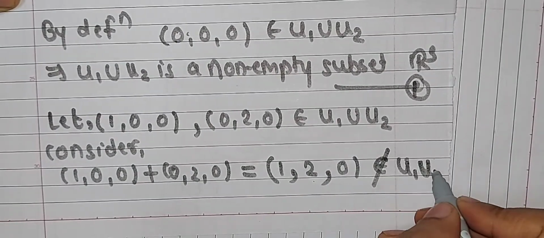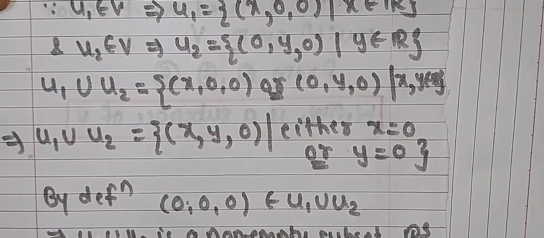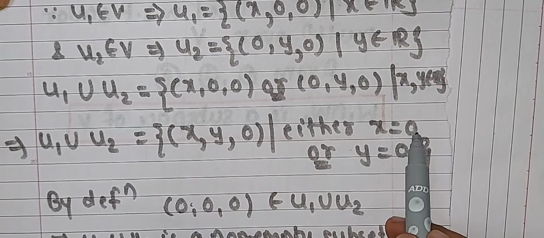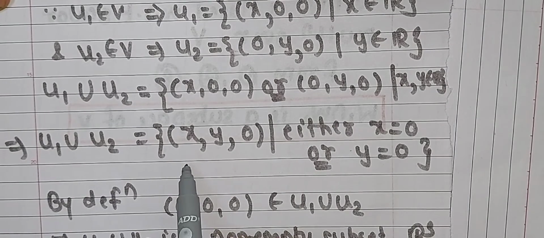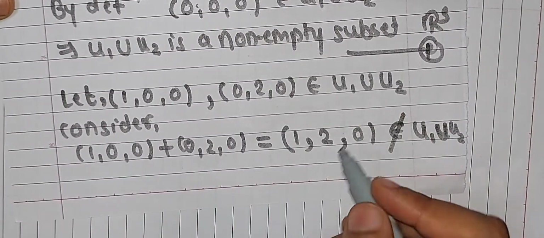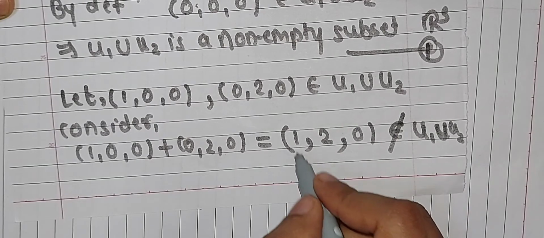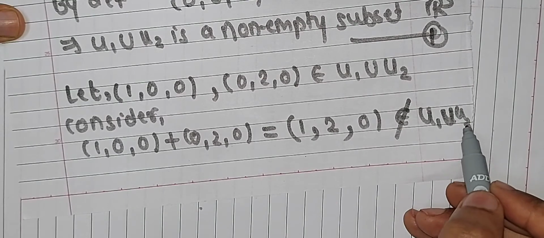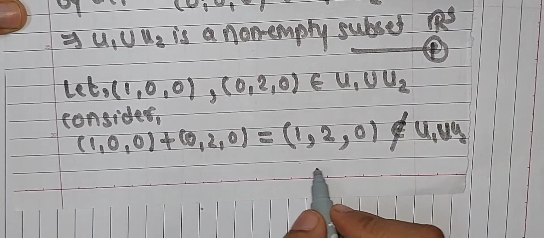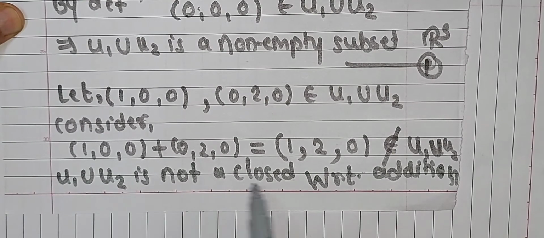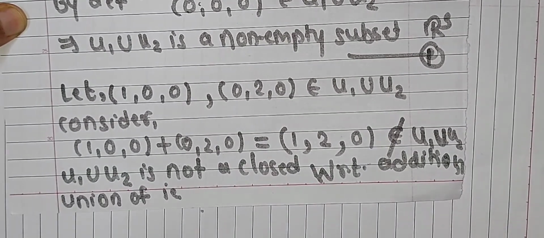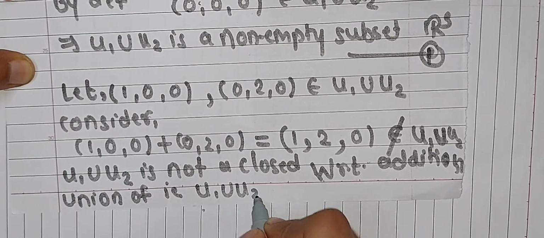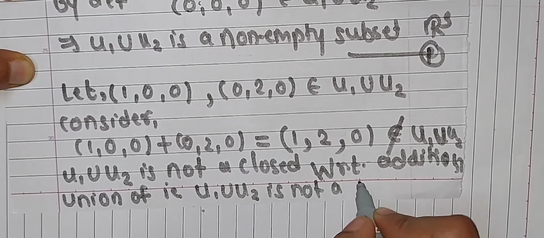But this element does not belong to U1 union U2, because U1 union U2 says that if it contains this element, then either X equal to 0 or Y equal to 0. That means either X equal to 0 or Y equal to 0. But now we have obtained this term where neither 1 is equal to 0 nor 2 is equal to 0. Therefore this element does not belong to U1 union U2, so the second property is not satisfied. U1 union U2 is not closed with respect to addition. Therefore from the above conditions we can clearly say that U1 union U2 is not a subspace of V.